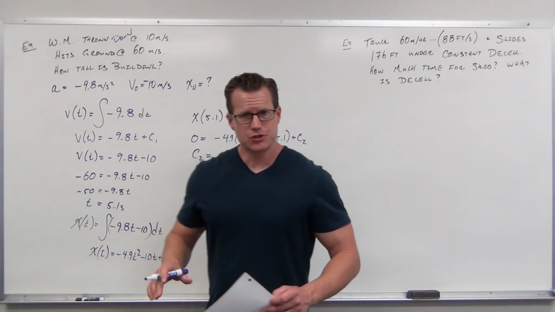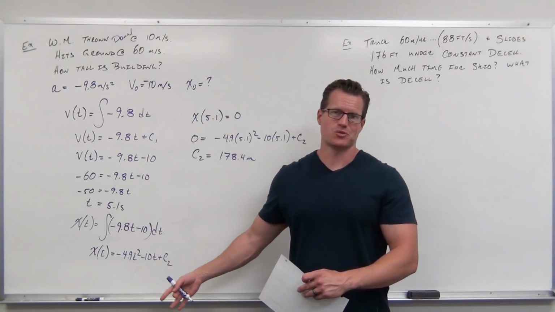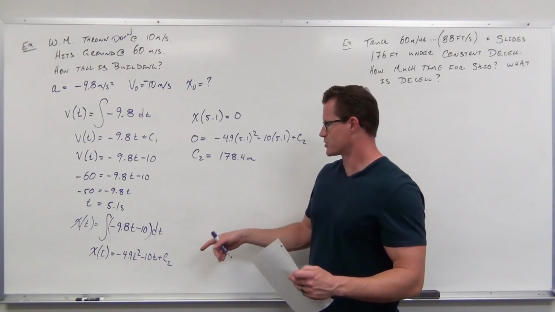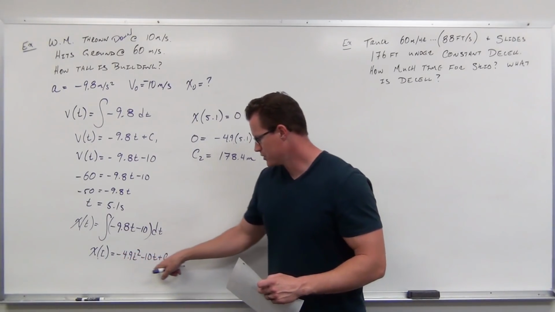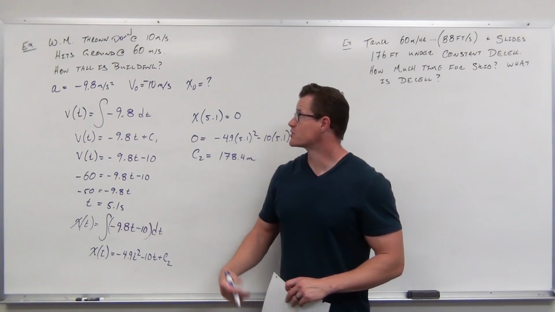So if you want to look back at your position function, C sub 2 is 178.4, but we know that's the initial position. So if you just wanted to find out time of 0, okay, sure, plug in time of 0 here, you're going to get C2. C sub 2 is 178.4 meters. That's how tall this building is.